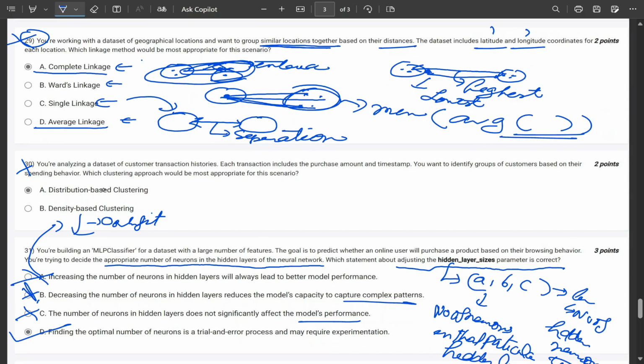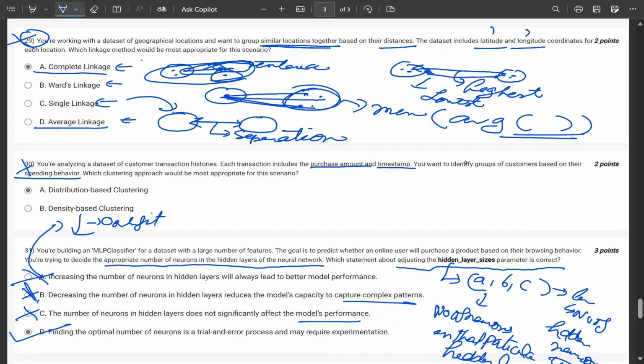Okay. So this marks the completion of our question number 29. Now on similar lines, question number 30 is there. Let's look at that. Question number 30 says you are analyzing a data set of transaction history. Each transaction includes purchase amount, time stamp. You want to identify groups of customers based on their spending behavior. Which clustering approach would be appropriate for this scenario?